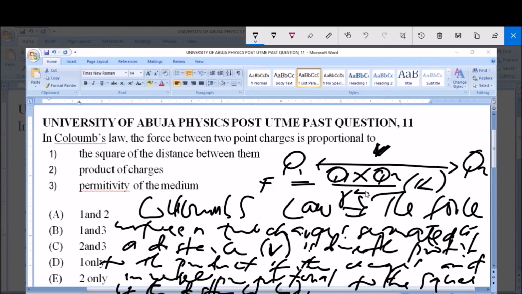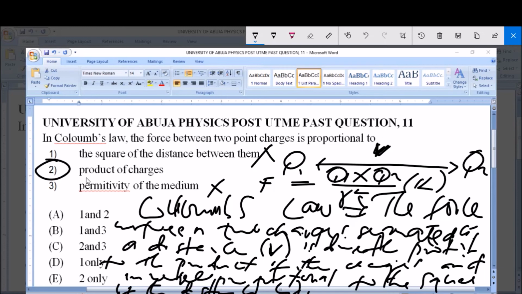Now, the product of the charges is directly proportional to the force, but the square of the distance between them is inversely proportional to the force, so this cannot be the answer. Permittivity of the medium, no, this is also not applicable, as the permittivity is like the constant. Product of charges, like I explained, is directly proportional to the force, so this is the only valid option here, option 2.